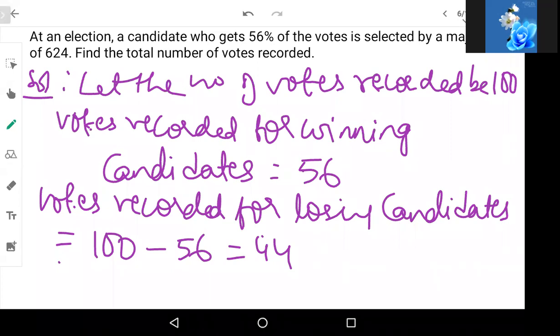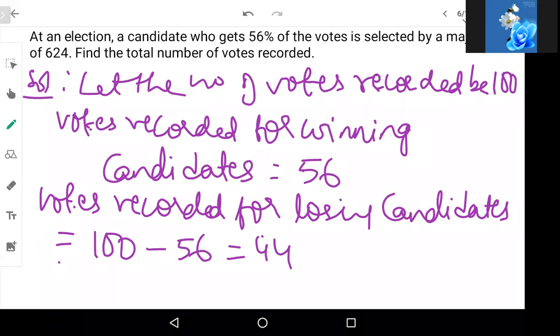So clear until here? Let the number of votes recorded be 100. To win, they have to get, it's something like your examination marks. If you're writing an exam for 100, if you get 56, it means you have passed. If you get 44, you have failed. In a similar condition, we are solving the problem.